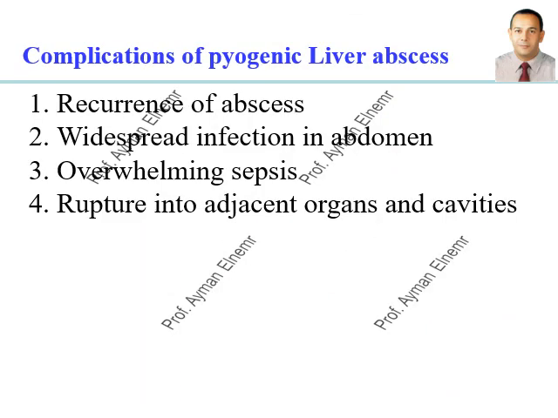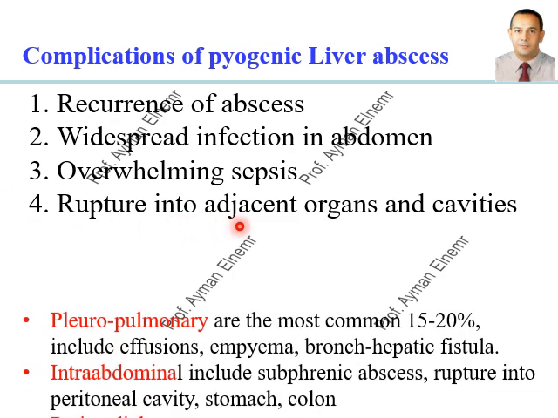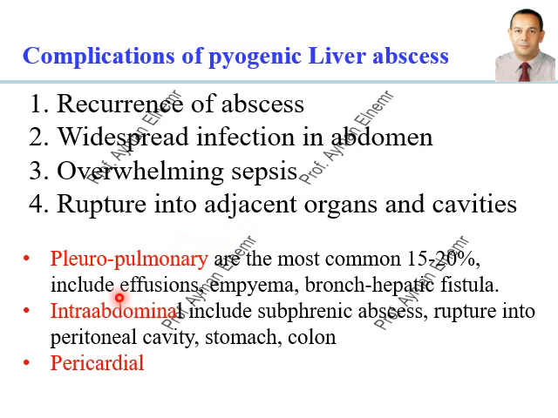The complications of pyogenic liver abscess are recurrence of abscess, widespread infection in the abdomen, overwhelming sepsis, and rupture into adjacent organs and cavities, such as the pleura and lung, leading to pleural effusion, empyema, even bronchohepatic fistula. Rupture into the abdominal cavity can lead to subphrenic abscess or subhepatic abscess. Even it may rupture into hollow viscus like the stomach and colon. Also, rupture may occur into the pericardium, especially in case of left hepatic lobe abscess.